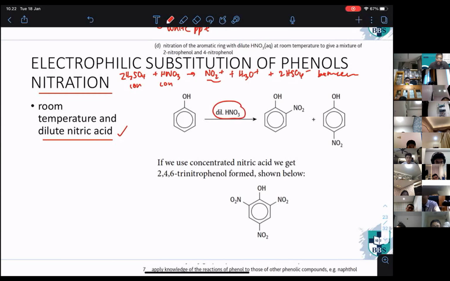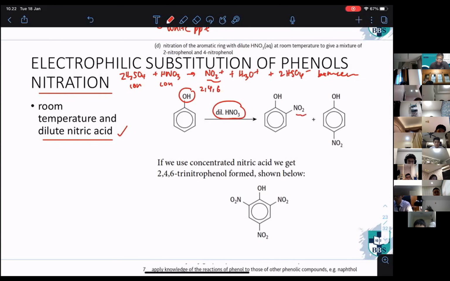They are going to get, because do remember this one is 2, 4, 6 directing. So they will go to position number 2 and they will go to position number 4. So they are going to be 2, 4, 6 directing. You do not need to show position 6 because it's the same as this. But okay, this is when you are using dilute nitric acid.